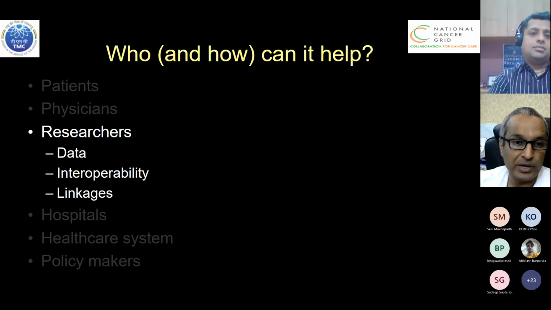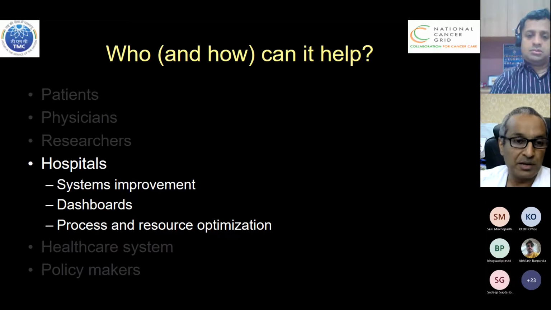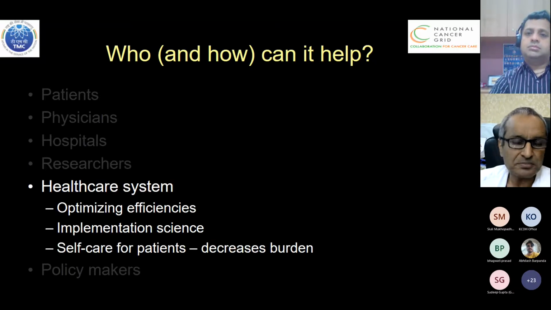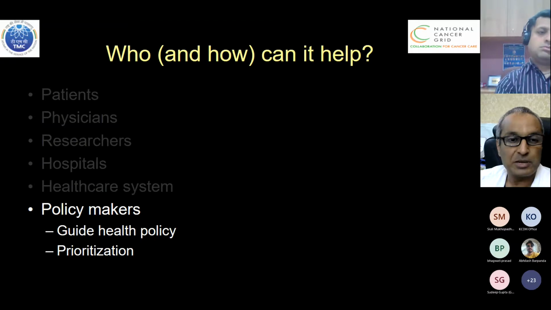And again, coming back to linkages between different digital systems. For hospitals in the administration, it improves systems. It offers the opportunity to see dashboards based on which processes and resources can be optimized so that the resources are put to the best possible utility and not in an ad hoc manner. For healthcare systems, again, digital health offers a lot of benefits, optimizes efficiencies. It's a huge resource for implementation science, bridging the gap between evidence and real life situations. And again, by promoting self-care for patients, possibly decreases the burden on the healthcare system itself. And for policymakers, it offers them the necessary data which is required to guide health policy.